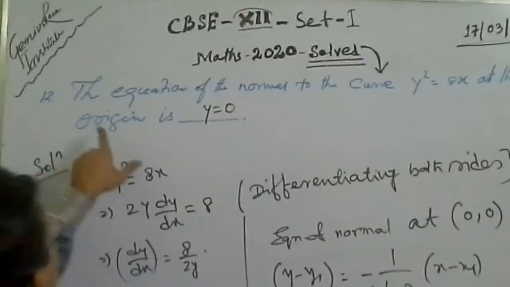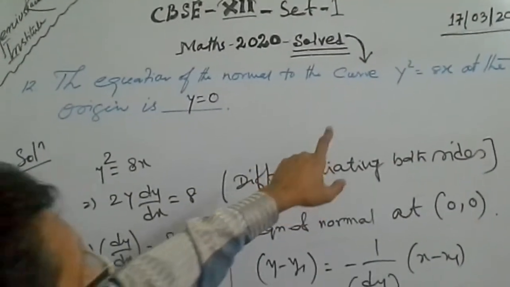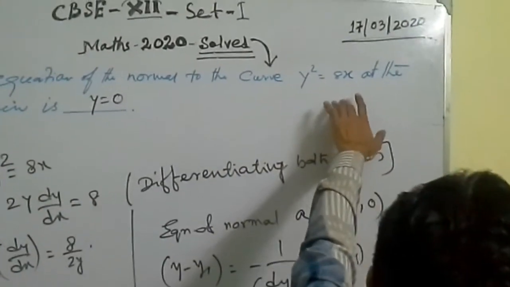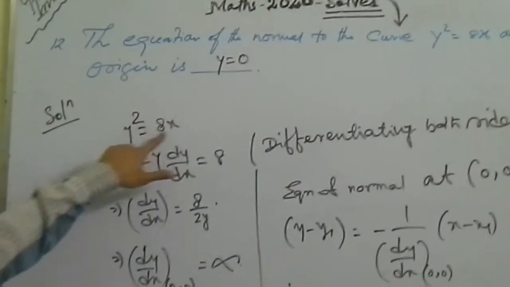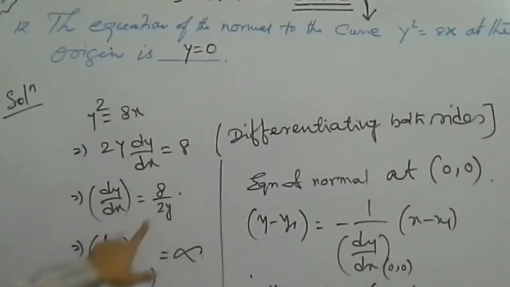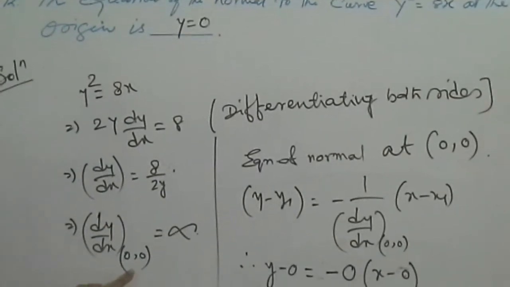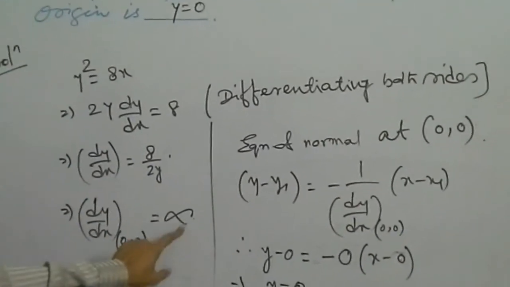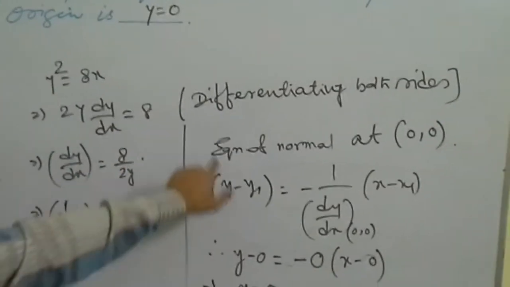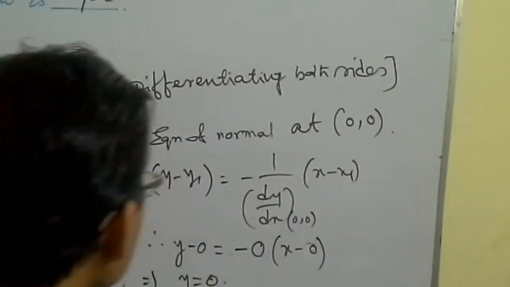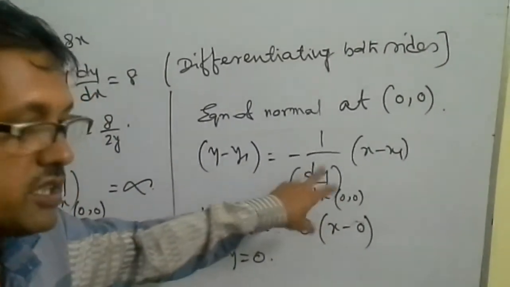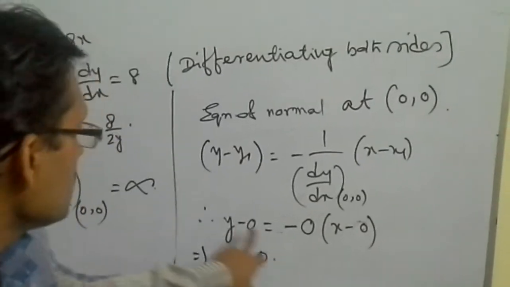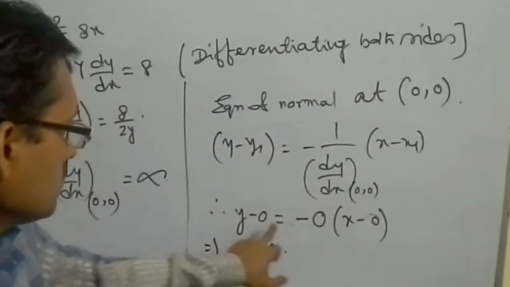The equation of the normal to the curve y square equals 8x at the origin is y equals 0, because this is y square equals this. After differentiating this, we are getting this expression. At origin (0, 0), the slope is infinity. Now the equation of normal at (0, 0) will be this. This is the equation format. Now this value is undefined, that's infinity. So something by infinity is 0. So 1 into (y minus 0), this expression will give y equals 0. So this is the answer.